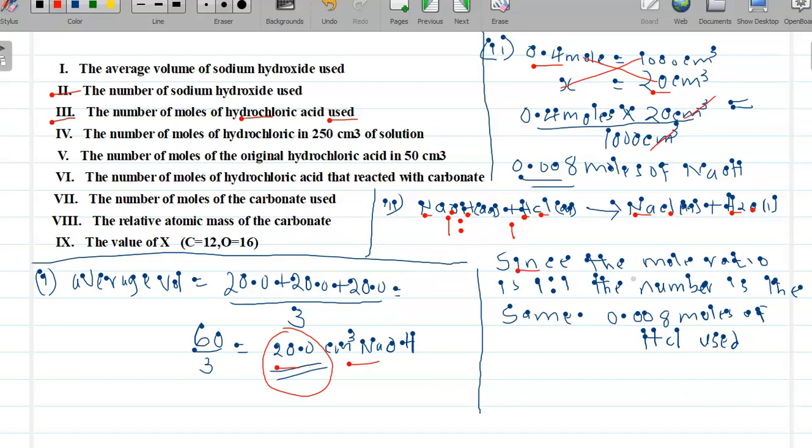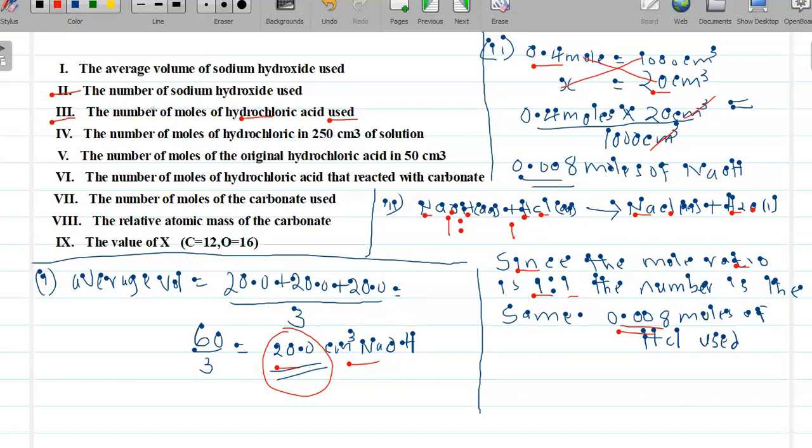Since the mole ratio is 1 to 1, the number of moles is the same. So the number of moles of the acid and that of the base will be the same. Therefore the number of moles of the acid remains the same as that of the base, 0.008 moles used.